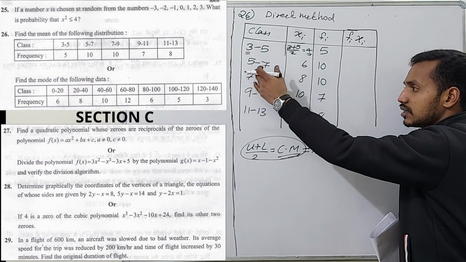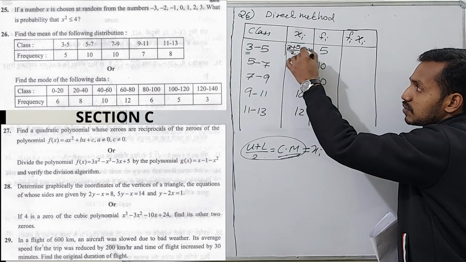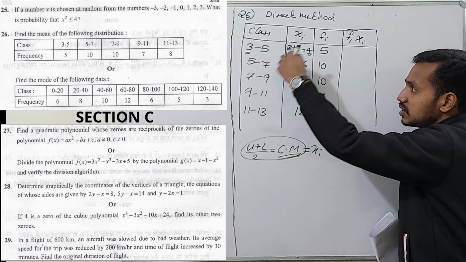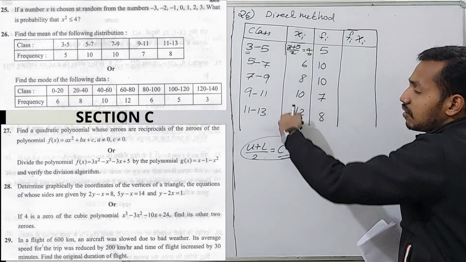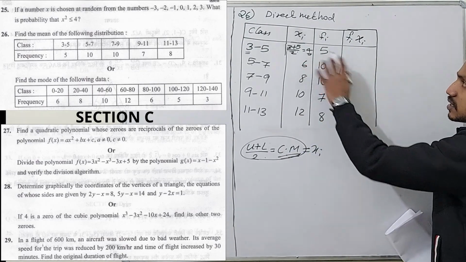Either we can find them directly and separately by calculating using this formula, or find the class mark of the first one, and if the size of the classes is equal, then just add the class size to the previous one, so that we will get all the class marks. In any way we can do. Now fi into xi, that is the fourth column.